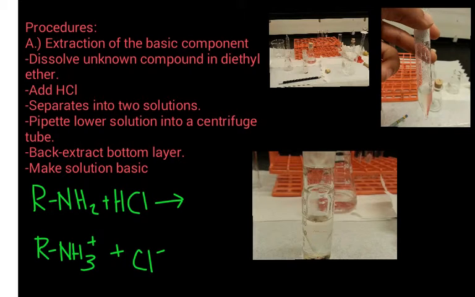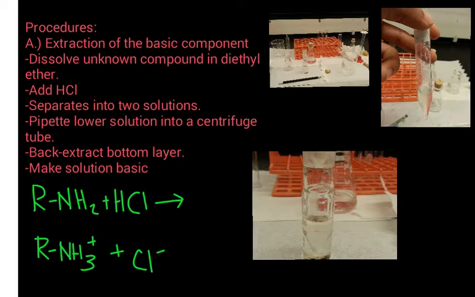The next step was to pipette out the lower solution and back extract it. Back extraction is simply adding ether to the bottom layer to make sure all the neutral and acidic components aren't left inside of it. The ether layer is then extracted by pipetting and put into the original top ether layer.